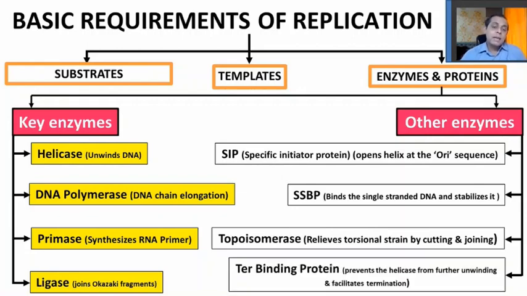And the last enzyme here, which is going to be involved, is TER binding protein, which prevents the helicase from further unwinding and facilitates termination. So whenever the helix is going to unwind, there has to be some break to it, some stop to it. So this protein is going to help prevent further and unnecessary opening of the helix. So these are all the types of enzymes which we will see in the process, which are going to help in self-replication of the DNA.